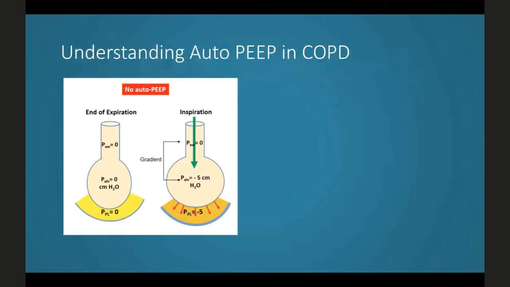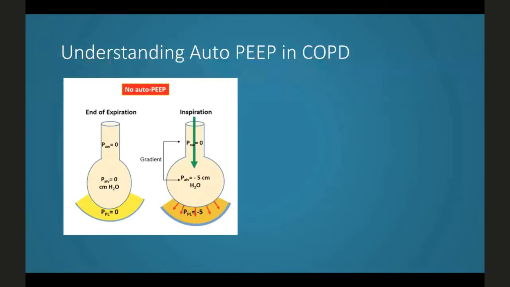I request all the residents and the junior friends to listen to this part very carefully. Then you will have a better insight into COPD ventilation. So what happens during inspiration: when the inspiratory muscles contract, they develop a pleural pressure of maybe -5, and the alveolar pressure becomes -5, which is much less than the airway pressure or the atmospheric pressure. So there is a gradient from 0 to -5, and inspiratory gas flow happens. There is not much extra effort.